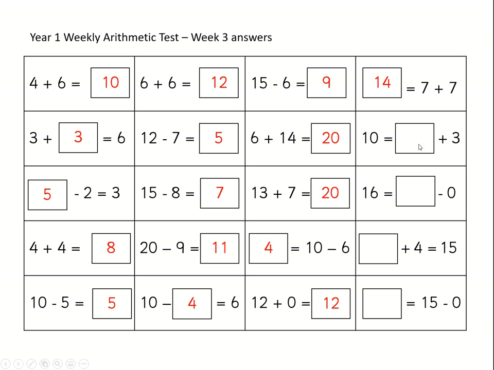What do you add to 3 to get to 10? 7. And if you've got 16 and you take nothing away, you're still going to have 16. And then what do you add to 4 to get to 15? 11. And our last one, 15 take away 0, makes 15. Brilliant. I wonder how you did with that. I'm sure you did fabulous.